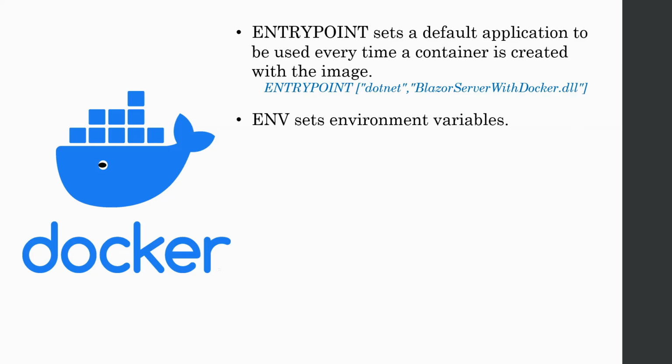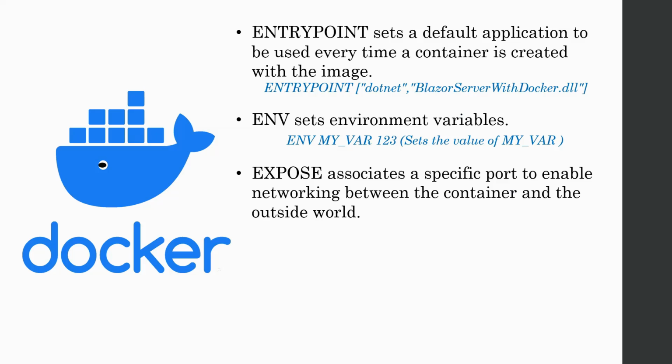Okay, now environment sets the environment variable. For example, env my_var 123 sets up the value of my_var variable to 123. Expose is another of the Dockerfile commands, which associates a specific port to enable networking between the container and the outside world. For example, expose 8080. So that is a port which is on the host, and it is mapped to a certain port on the container.